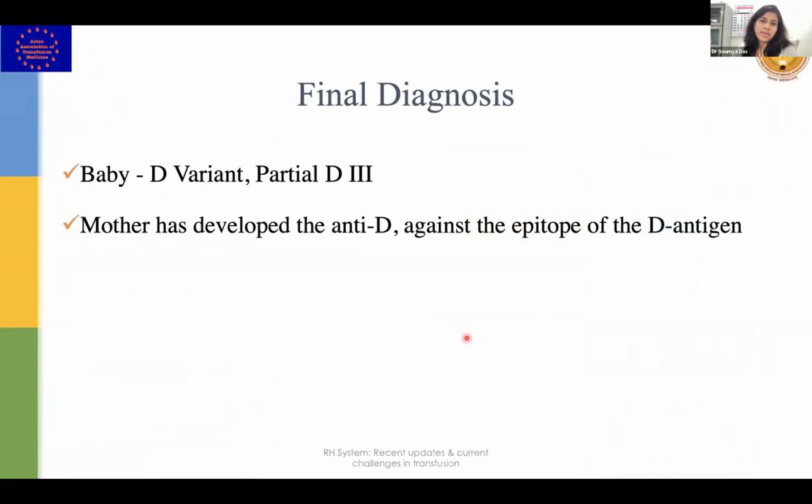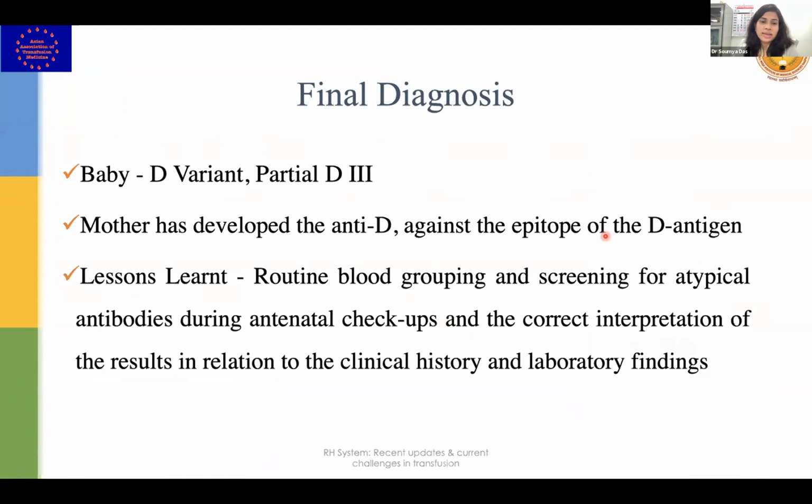What this case finally showed us is that the baby had a D variant with a partial D3. The mother has developed anti-D against this particular epitope of the D antigen, though typing-wise the newborn is Rh D negative. The lessons learned from this interesting case are routine blood grouping and screening for atypical antibodies during the antenatal checkup, and correct interpretation of the results in relation to the clinical history and laboratory findings. It is very essential to manage such cases.